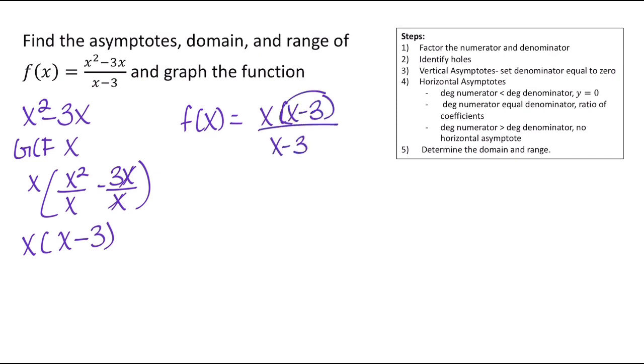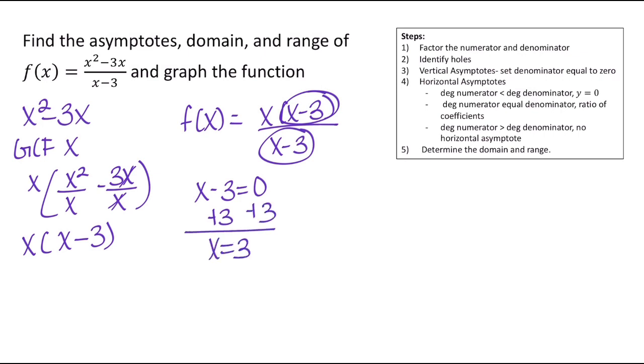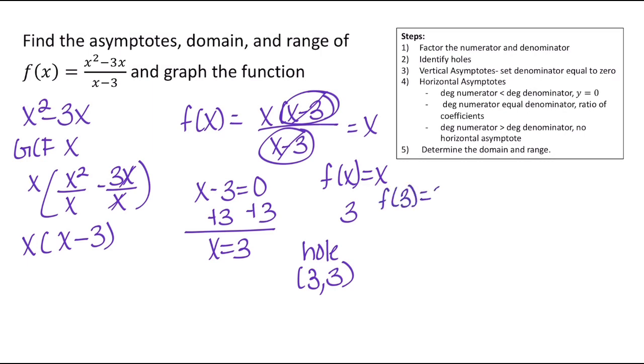So now we can see that we have that common factor of x minus 3. Let's go ahead and set it equal to 0. When we solve for x, we get x equals 3. So that's the location of our hole. This simplified function, when I cancel the common factors, is going to be x. So when I plug in 3 for x, that's just going to be 3. That means my hole is going to occur at x equals 3 and y equals 3, because f of x equals x. If you plug in f of 3, that equals 3. So the hole is going to be at (3, 3).